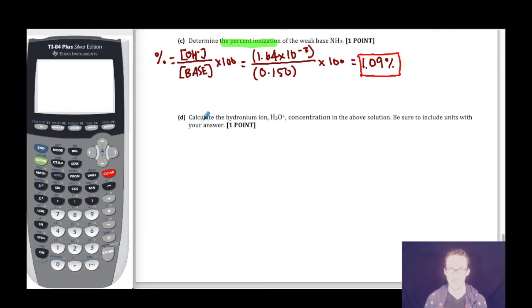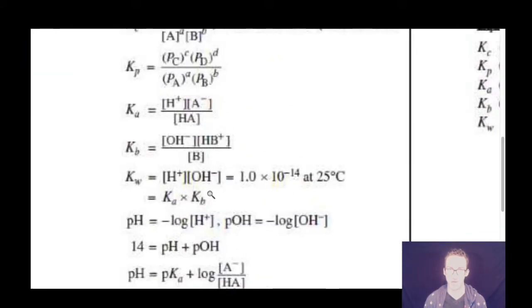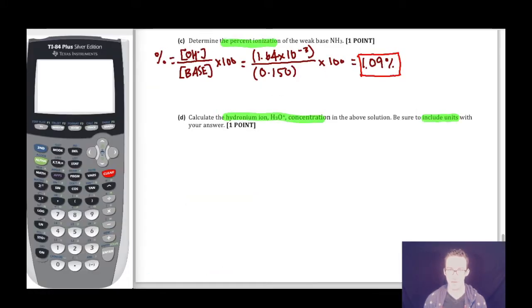All right, if we take a look at part D, then it says calculate the hydronium ion concentration in the above solution. Be sure to include units with your answer. Now, this is only 1 point, so it's very obvious that if I don't get the right units here, as in many cases, you're not going to get the points, even if you do the work correctly. Now, for this problem, however, we do have a formula provided to us on the formula chart that will help us solve this problem. It's this one right here. Kw is equal to the hydrogen ion concentration times the hydroxide ion concentration. And if we rewrite that here on our paper, we end up with Kw equals hydrogen ion concentration times hydroxide ion concentration.